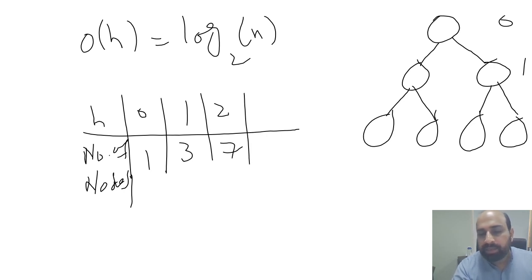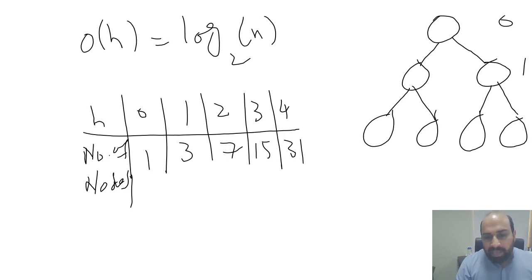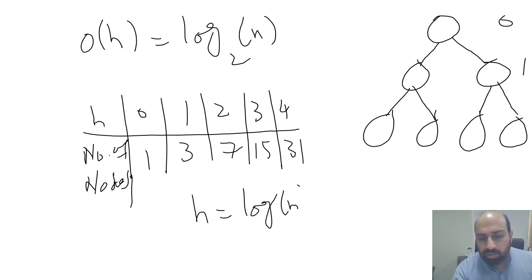So similarly, you can extend it. If the height is 3, the maximum number of nodes could be 15. If the height is 4, the maximum number of nodes would be 31. So if you place this in a mathematical relationship, you will see h is nothing but log of n base 2. If you compute log of 31, that is nothing but 4. So that's why order of h is equal to log of n.